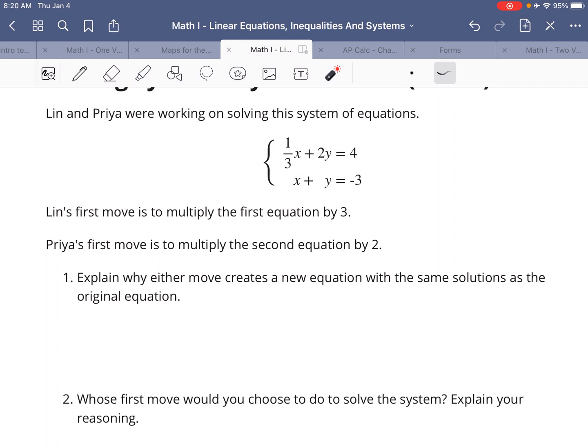Now, number 2 here, though. Whose first move would you choose to do to solve the system? Explain your reasoning. Which person is more likely to get an easy system of equations that they can either add or subtract together to solve the system? That's really the question.